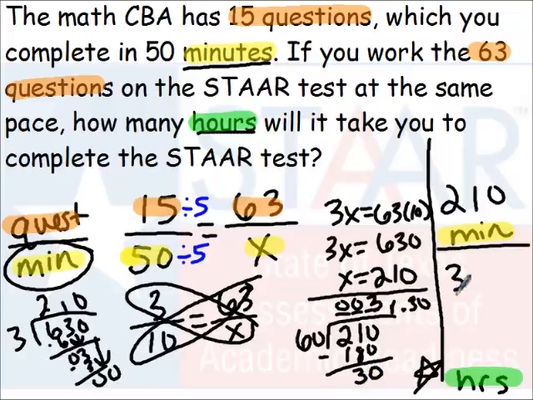So that's 3 hours and 30 minutes. And now I have it converted into hours. Or if you wanted to continue on, you would get 3.5 for hours. So 3 hours and 30 minutes or 3.5. Either one would be acceptable.